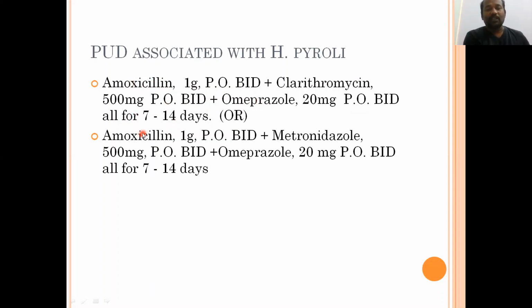Alternatives are amoxicillin 1 gram orally twice a day plus metronidazole 500 mg orally twice a day plus omeprazole 20 mg orally twice a day for 7 to 14 days. So we may have amoxicillin, a proton pump inhibitor, and either clarithromycin or metronidazole. So amoxicillin plus proton pump inhibitors plus clarithromycin or metronidazole for the treatment of peptic ulcer disease.